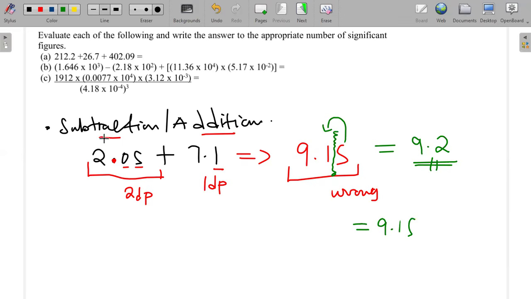Okay, so whenever you are adding or subtracting two numbers that have different numbers of decimal places, your answer should always have the same number of decimal places as the number that had the what? The least. Okay, so that's the rule when you are adding or subtracting. What about if I'm multiplying? If I'm multiplying or dividing, what is the rule? When you're dividing or multiplying, the rule is that the answer should have the same number of significant figures as the number that had the least number of significant figures.